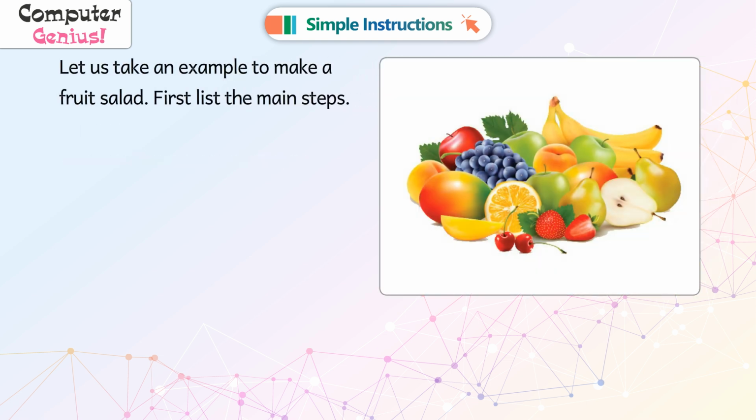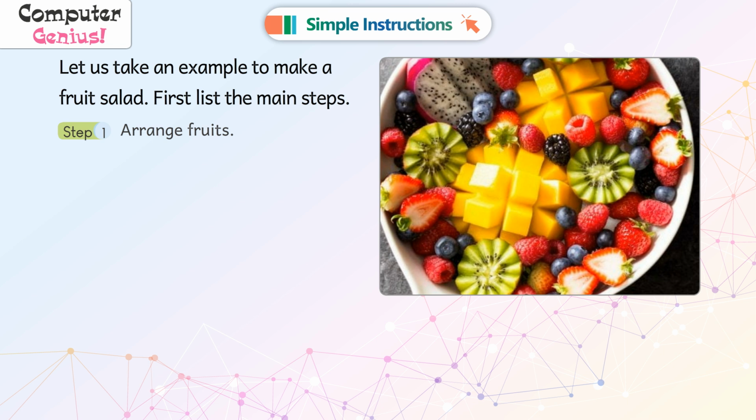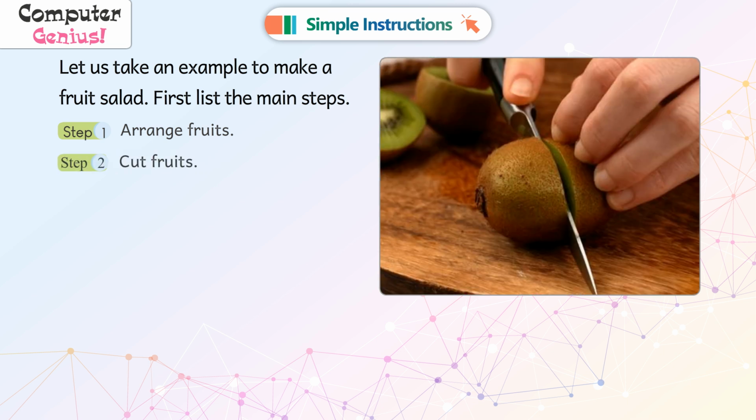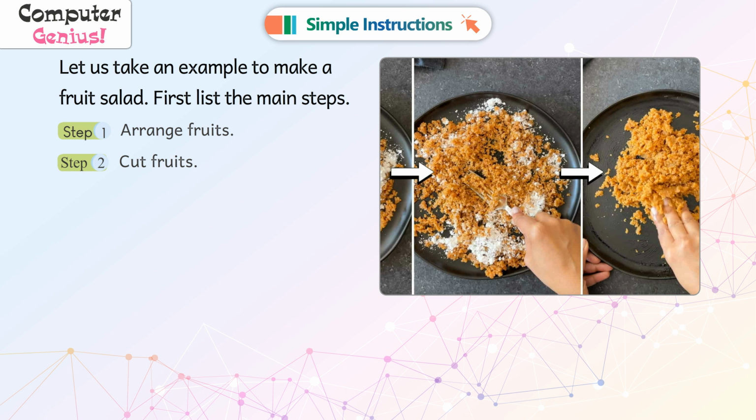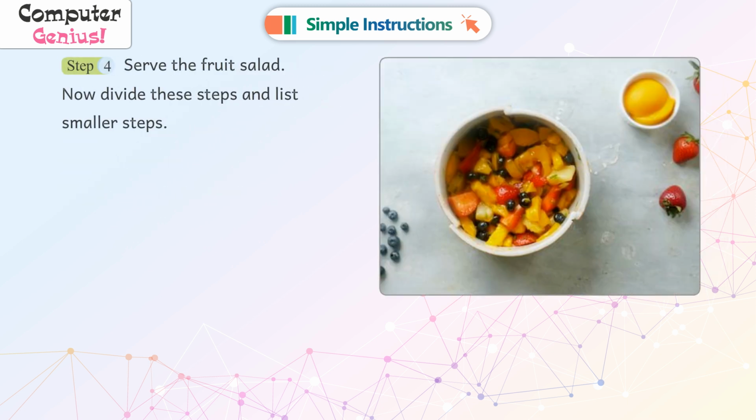Let us take an example to make a fruit salad. First, list the main steps. Step 1. Arrange fruits. Step 2. Cut fruits. Step 3. Add ingredients. Step 4. Serve the fruit salad. Now, divide these steps and list smaller steps.